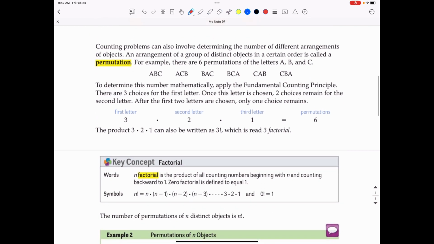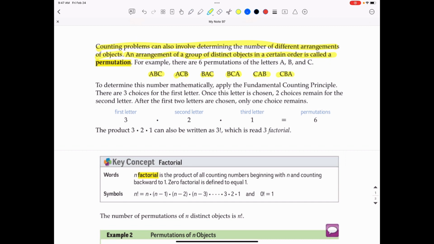Counting problems can also involve determining the number of different arrangements of objects. An arrangement of a group of distinct objects in a certain order is called a permutation. For example, there are 6 different permutations of the letters A, B, and C, meaning that there are 6 specific orders that you can rearrange the letters A, B, and C. You can arrange them in alphabetical order, obviously, as A, B, C, or you can swap the B and the C, and A, C, B is a different order. So is B, A, C. That's a different order than the previous 2, and there are 6 different specific ways you can order those 3 letters.